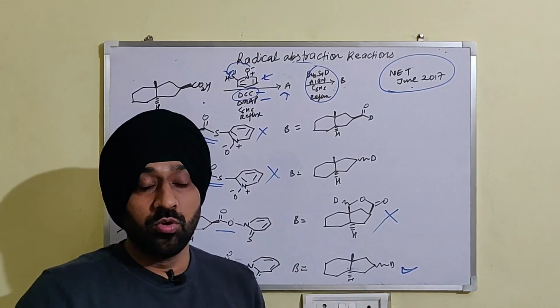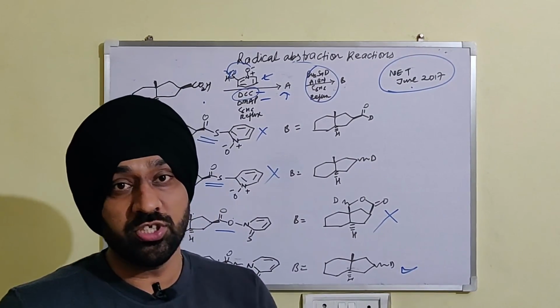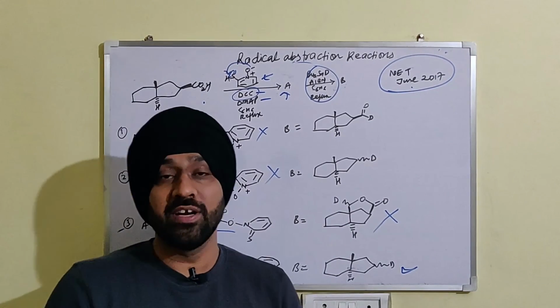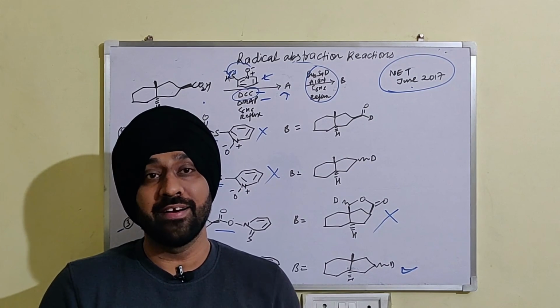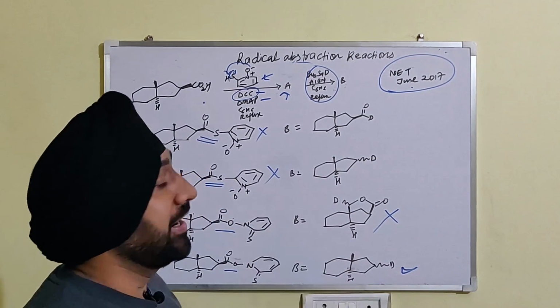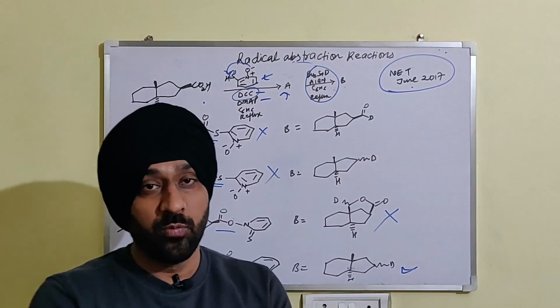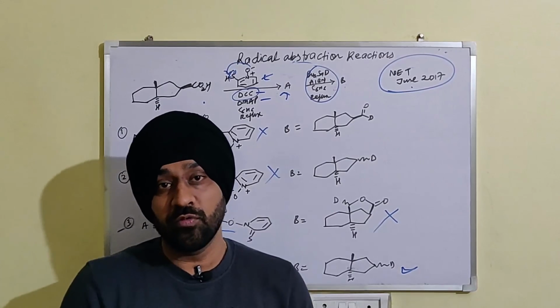So in this video we discussed the Barton McCombie deoxygenation method and the dehalogenation method using radical chemistry, and we understood why AIBN and tributyl tin hydride methods are generally preferred, and we have taken the appropriate examples. I hope this video was of a lot of help for you. Good luck. Thanks a lot for watching the video.